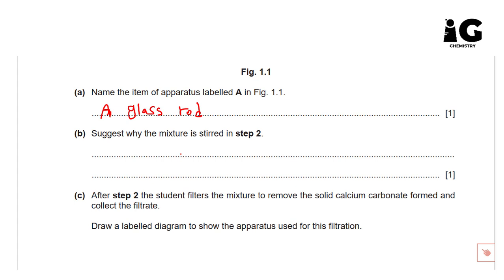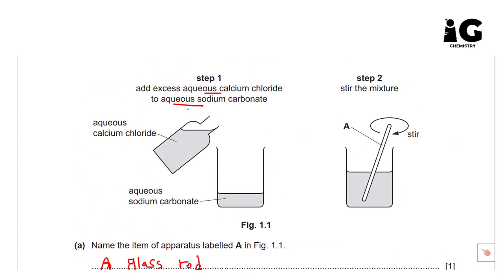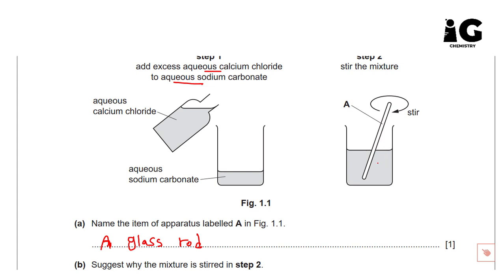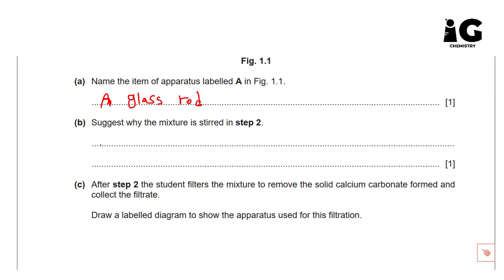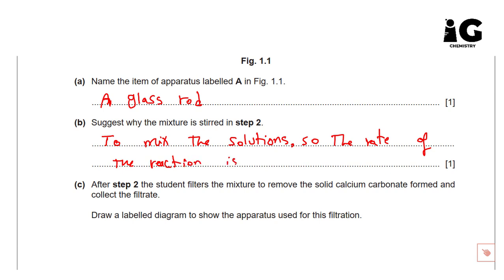Letter B, suggest why the mixture is stirred in step two. Hey guys, we said a little early that the two solutions are already aqueous, so they are dissolved already. But actually we stir in order to mix them together. Also, you know that stirring usually increases the rate of the reaction. So here the answer could be: to mix the solutions, so the rate of the reaction is faster. The main purpose is to mix the two solutions together, and also the rate of the reaction is going to be faster.